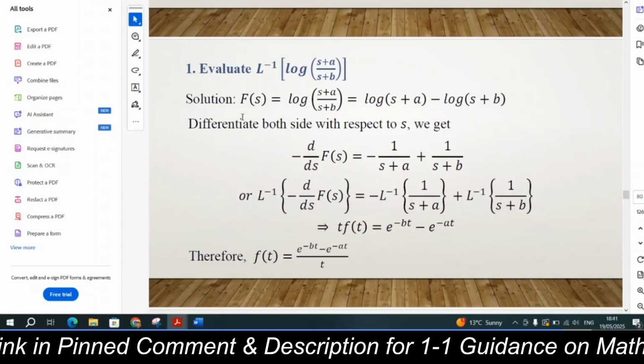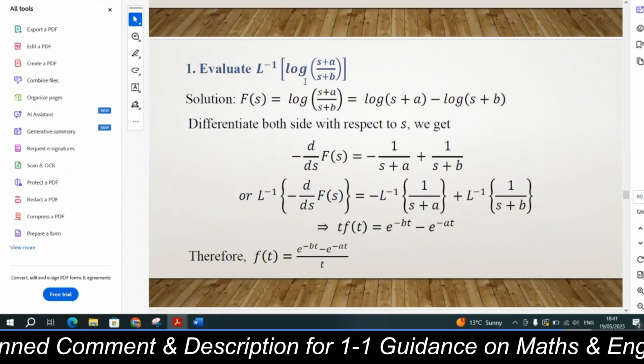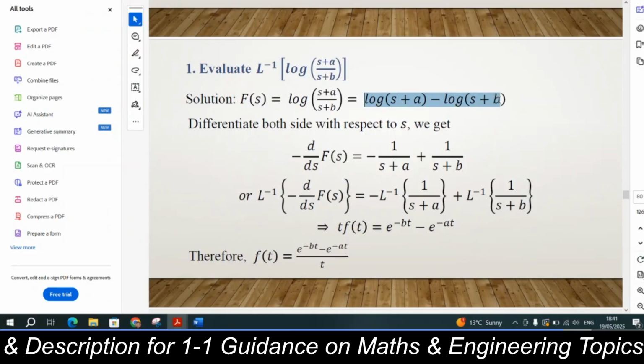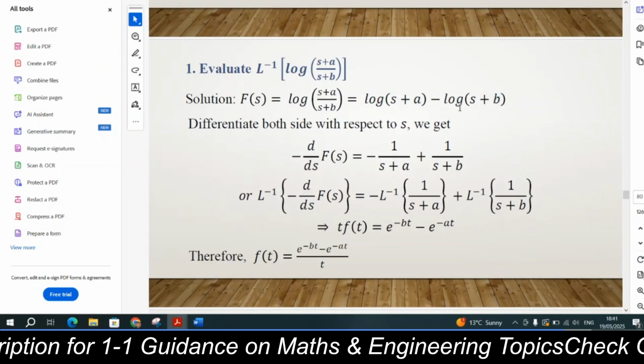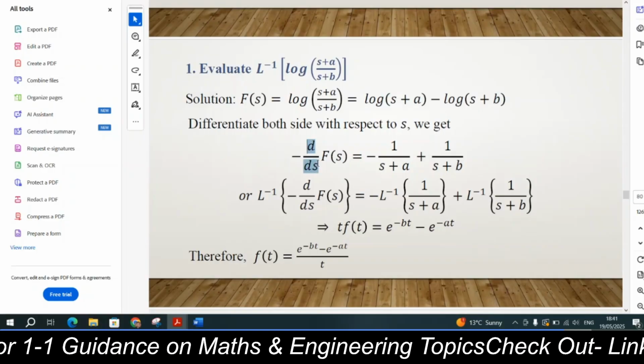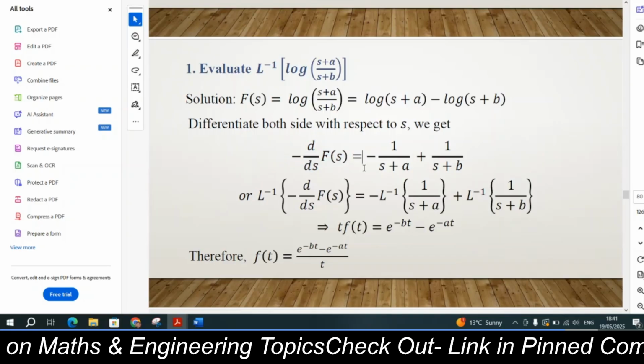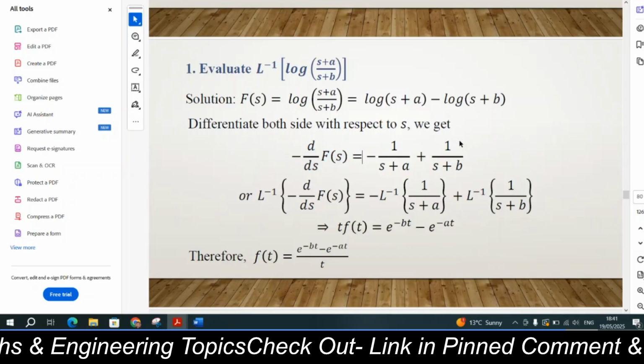Is that clear? Basically, this is the proof, I would say. That's how you are getting this power of t and the negative sign. Is it clear? Yes, sir. Okay. Let's look at the problem.